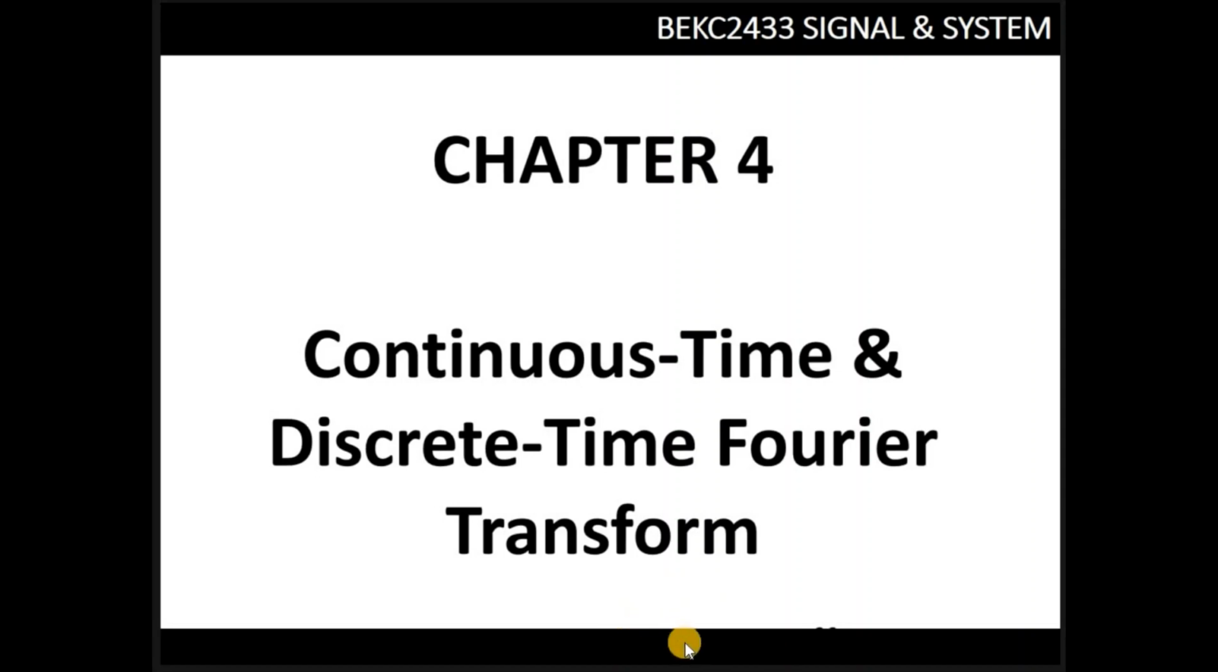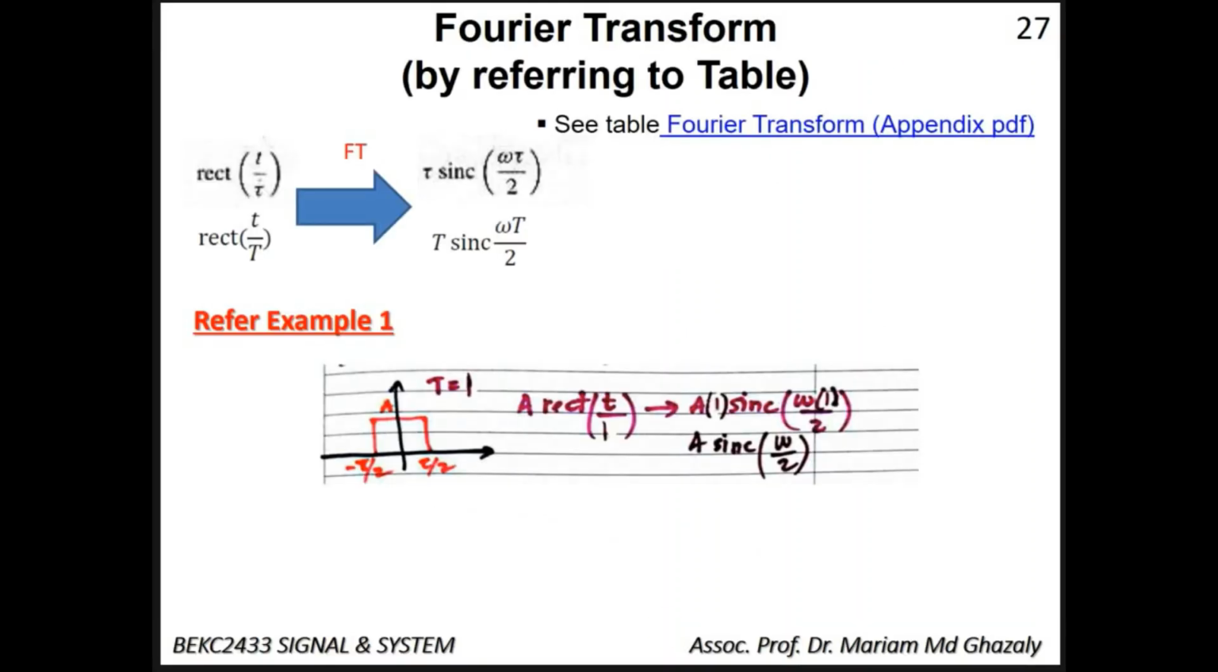So we are going to continue chapter 4, which is on part 3. Okay, let's look at this slide. We are going to refer to the Fourier transform appendix PDF, where we look at the rectangular pulse, rect of t over tau. Tau is the period of the rectangular.